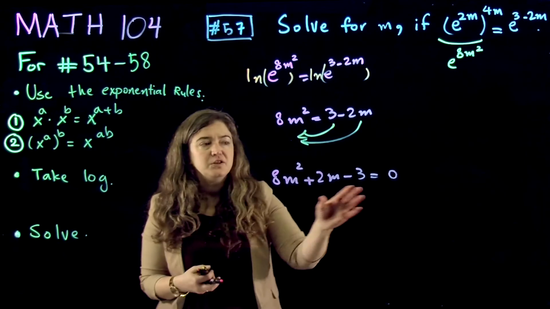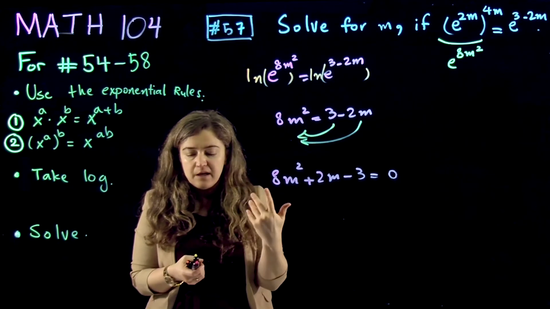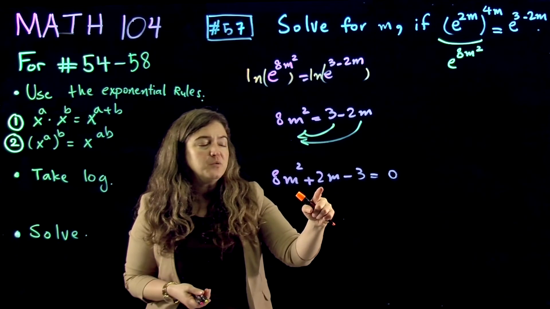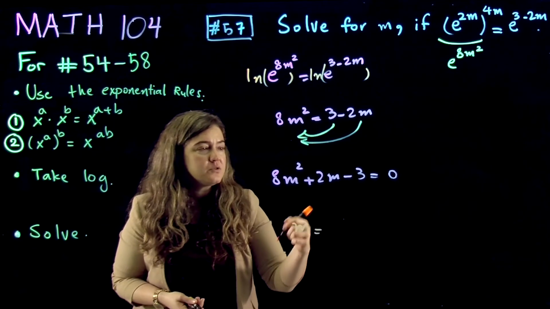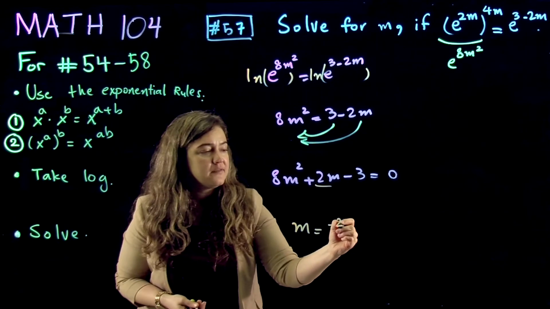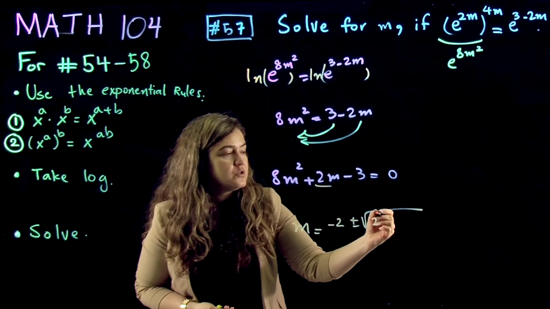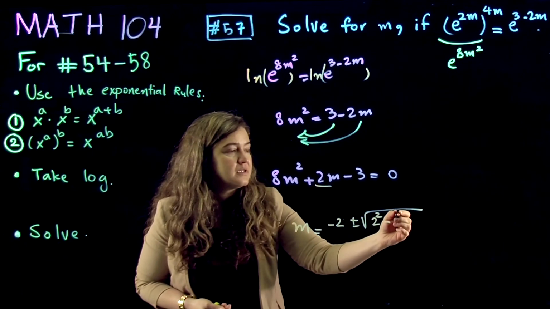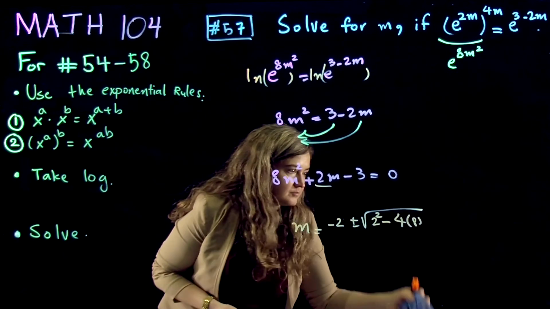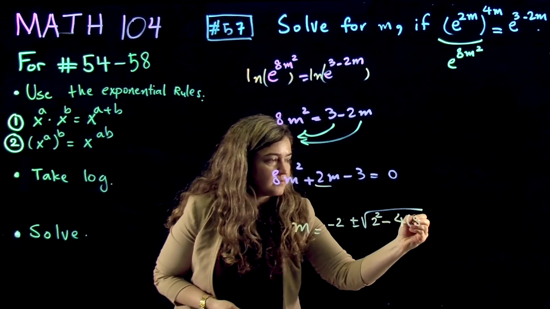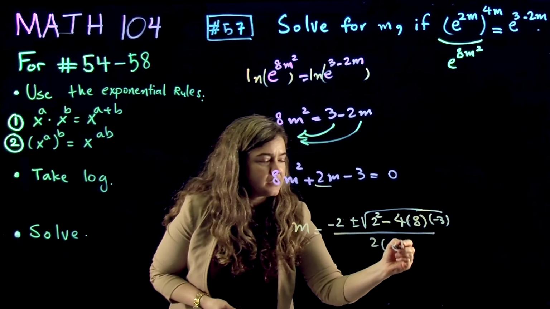I would rather use the quadratic formula every time, especially since this is not a quick one. So I would use the quadratic formula to solve for this. m is equal to, b is 2, so negative 2, plus or minus the square root of b to the power 2, which is 2 to the power 2, minus 4 times 8, which is a, times negative 3, divided by 2 times 8.